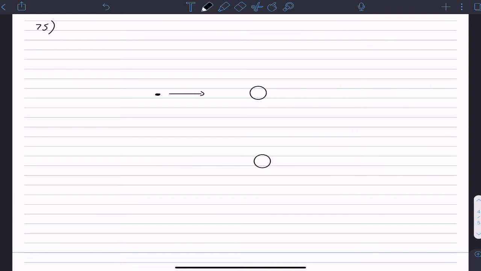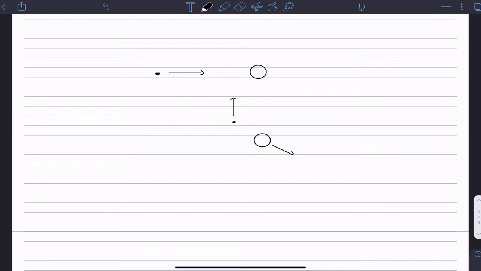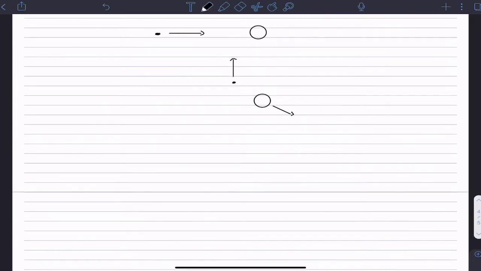So what does that mean? It means that it's going to go up after the collision. The particle is going to go up this way, and then the nucleus is going to have some velocity going in that direction. Anyway, we can't use the same equation that we did for the last problem because it's no longer a one-dimensional head-on collision.